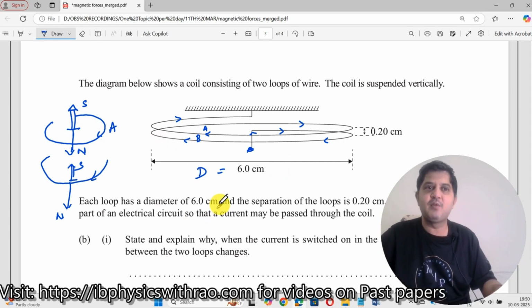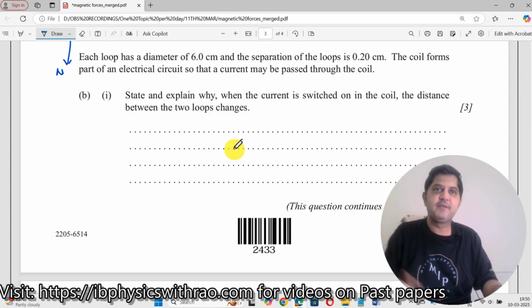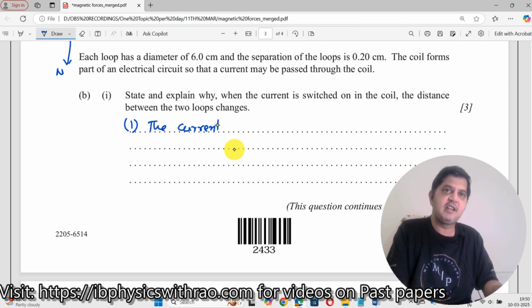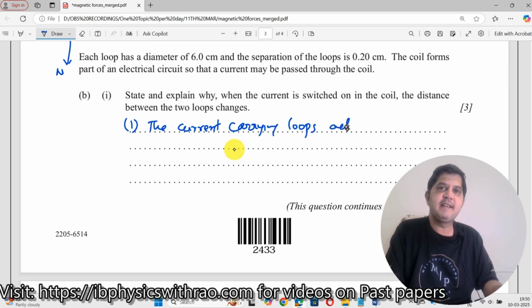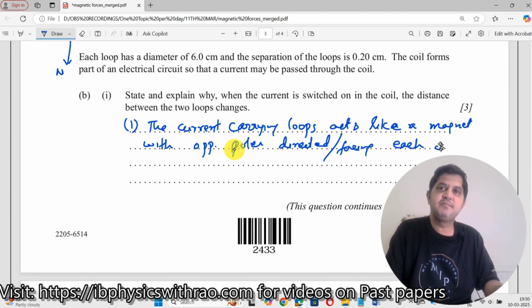So now let us write down what we have. This is for 3 marks. State and explain why, when the current is switched on, the distance between the loops changes. So what do you need to write? First, you should say that the current carrying conductors or the current carrying loops act like a magnet with opposite poles directed or facing each other, right? That's what happens.